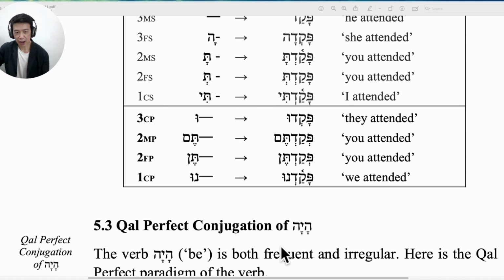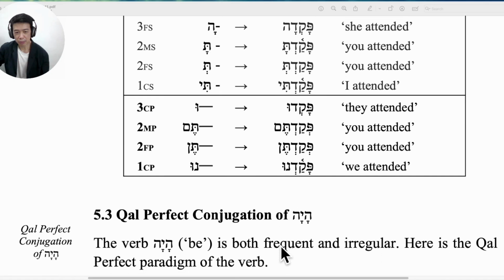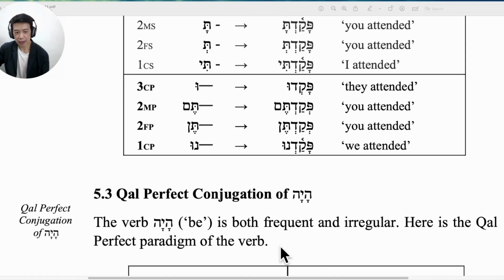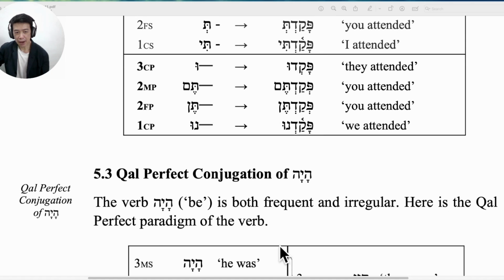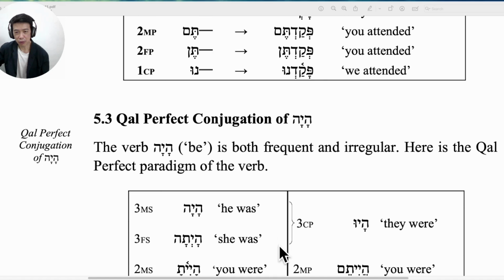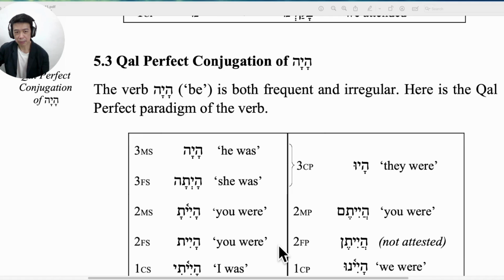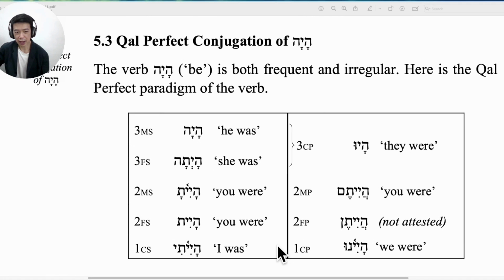Next, let's take a look at the perfect conjugation of the verb be, hayah. The verb hayah, meaning be, is both frequent and irregular. Here's a perfect variant of the verb. So let's take a look and analyze this table.